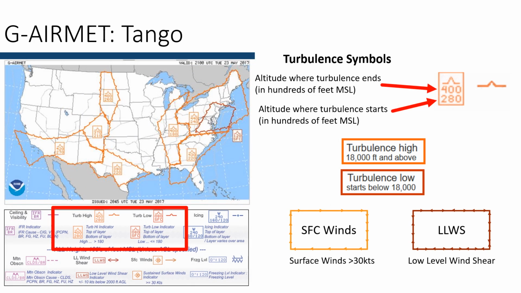When looking at a G-AIRMET Tango, it is important to pay attention to the rectangular boxes on the weather product. The bottom number in the box indicates where turbulence begins in hundreds of feet mean sea level, and the top number indicates where turbulence ends, also in hundreds of feet mean sea level. The color of the box indicates whether it is indicating high turbulence, for example, 18,000 feet mean sea level or above, low turbulence, for example, below 18,000 feet, surface winds greater than 30 knots, or low-level wind shear.